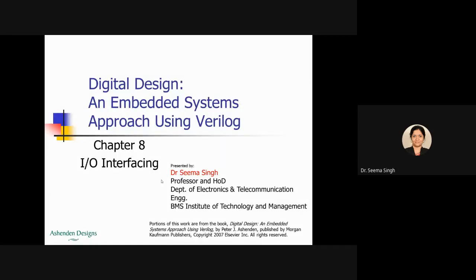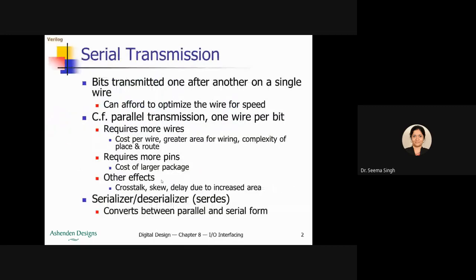Okay, so we had seen various types of things associated with IO interfacing. Now we have to see transmission. Why do we have to see transmission? Because in one PCB, in one embedded system, the data will be transmitted within this embedded system also, from one part of the PCB to the other part. This is one type of data transmission.